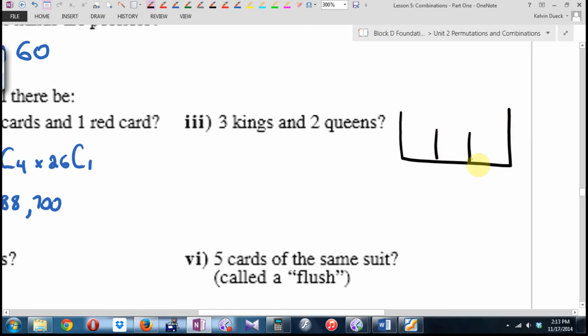Why did I draw 3 chambers in my bucket? What's the first one? Kings. How many kings are there? Yep. What's the second one? Queens. How many queens are there? No. How many queens are there grand total? 4.